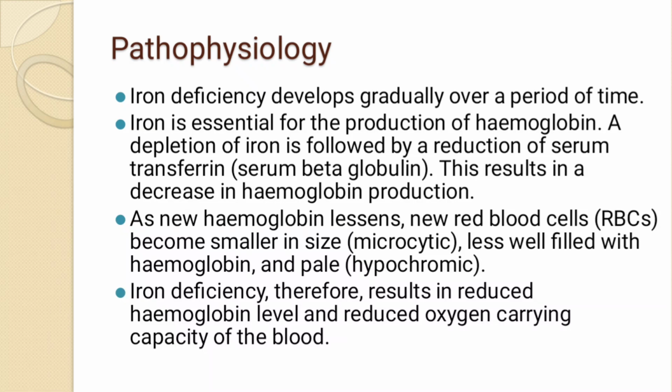As new hemoglobin lessens, new red blood cells, that is RBCs, become smaller in size. That is what we call microcytic, less well filled with hemoglobin, and pale, hypochromic. Iron deficiency, therefore, results in reduced hemoglobin level and reduced oxygen carrying capacity of the blood.